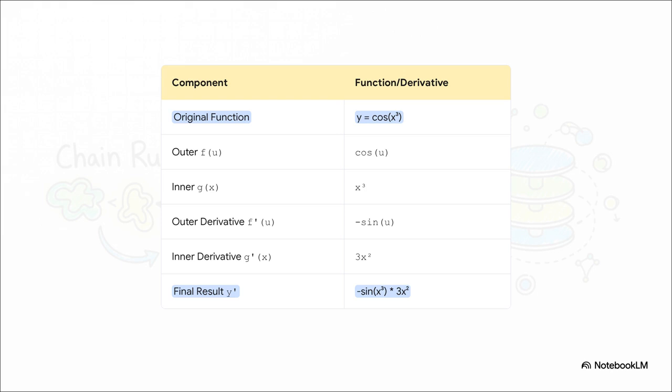Easy enough. Now we just assemble the pieces. We take the derivative of the outer part, negative sine, and we keep the original inner part, which gives us negative sine of x cubed. Last step, we multiply by the derivative of the inner part, 3x squared, and boom, there's our answer.